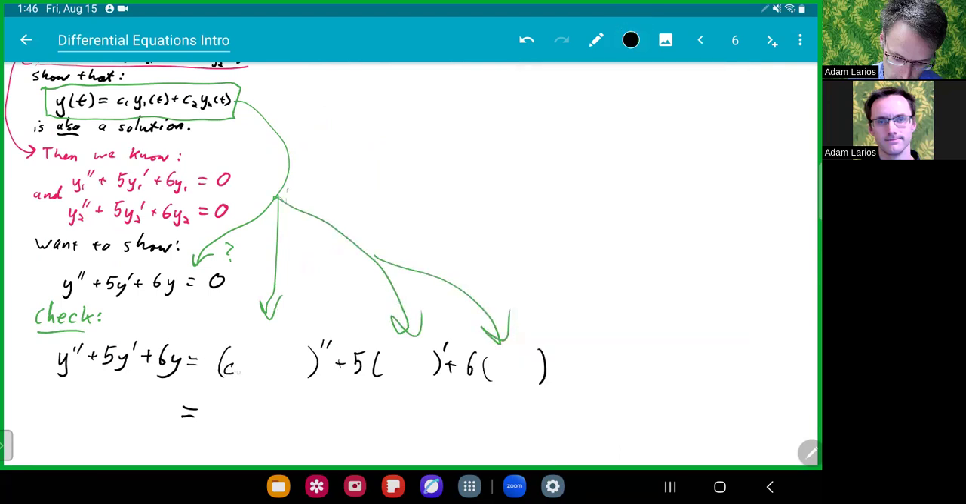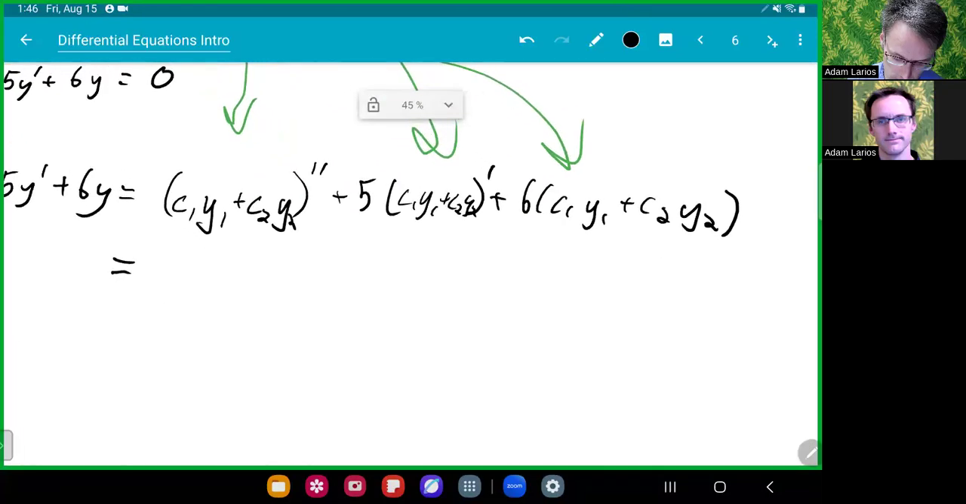So this looks like C1. I'll leave off the of t for convenience. So y is just C1y1 plus C2y2. I give myself a little more room. This is C1y1 plus C2y2. And at the next step, we'll use a really important fact from Calc 1, which is that derivatives are linear. That is, derivatives distribute across addition signs, and I can pull constants out. Of course, I can do that with a second derivative by doing it twice.